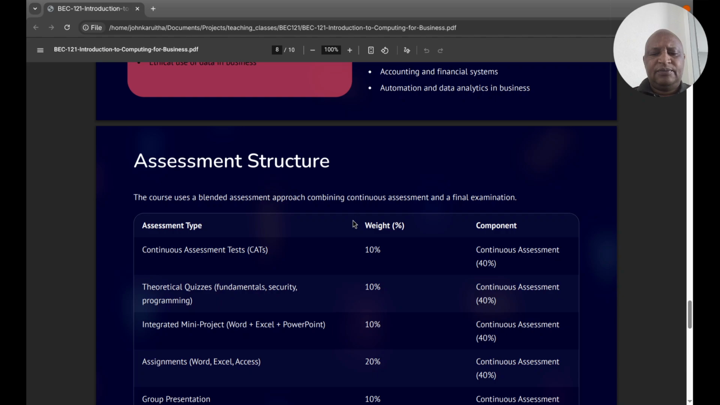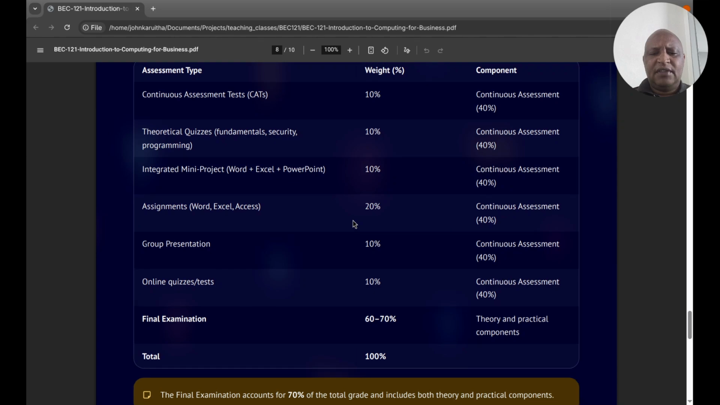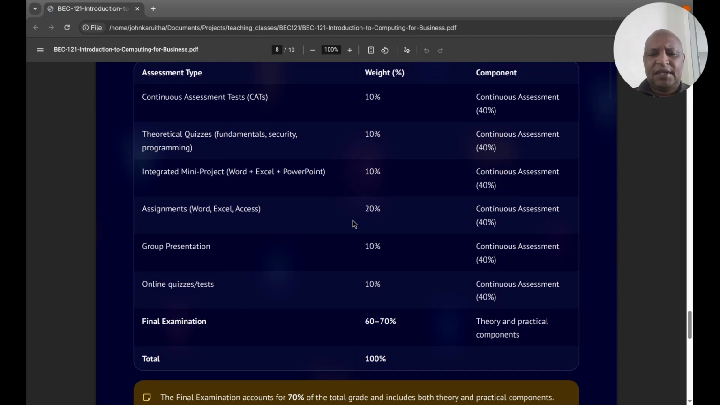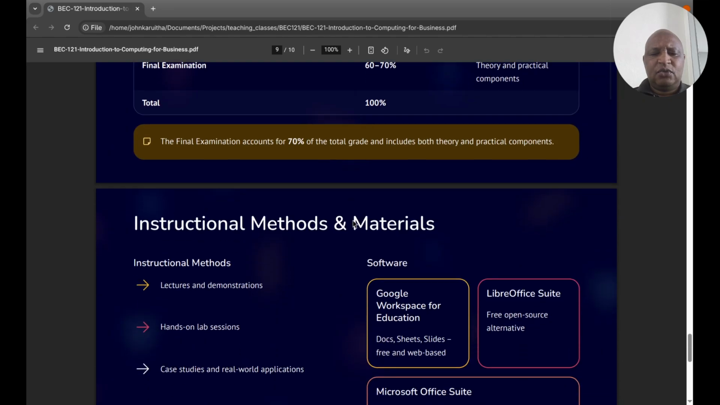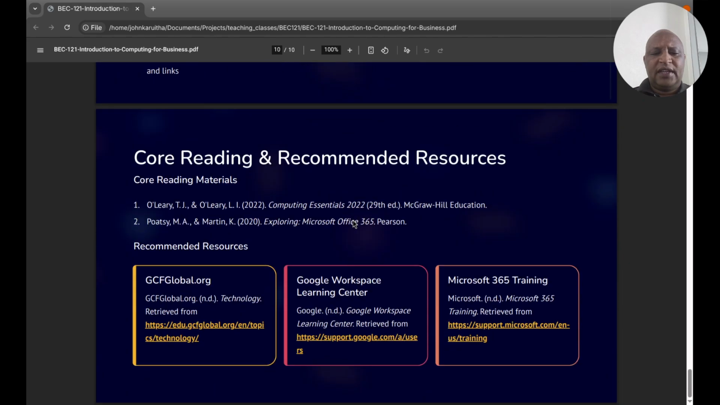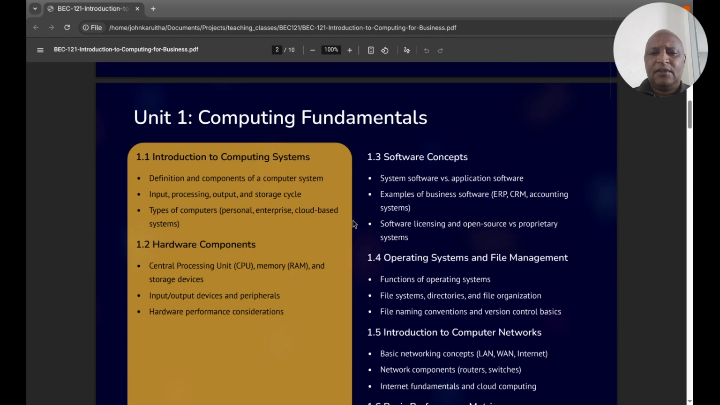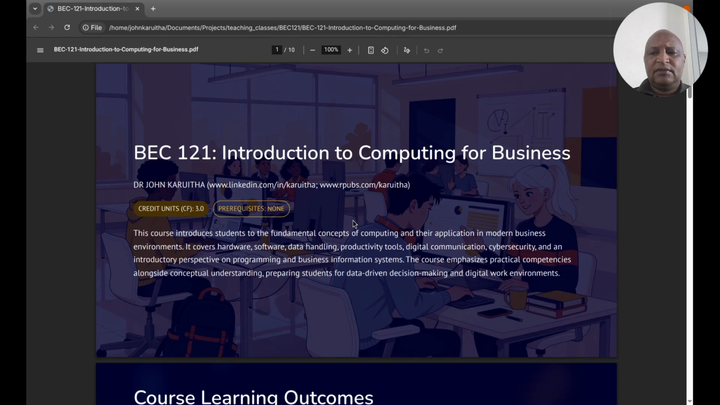So that is it. This will be the structure of the exam. I think your exam is 40-60 this time around. So the CAT will be 40% and the exam will be 60%. You are going to look at the others in the portal, which you can go through in detail.